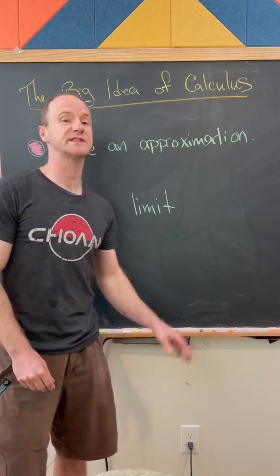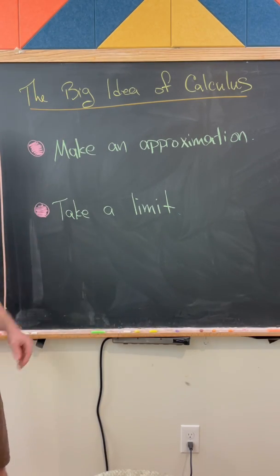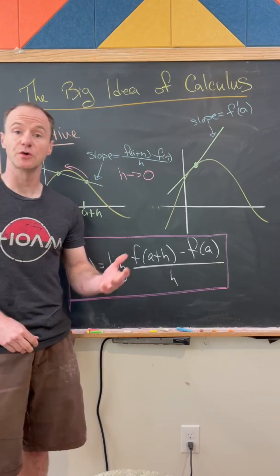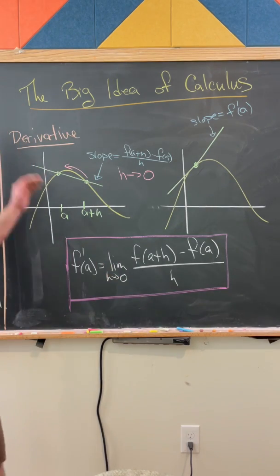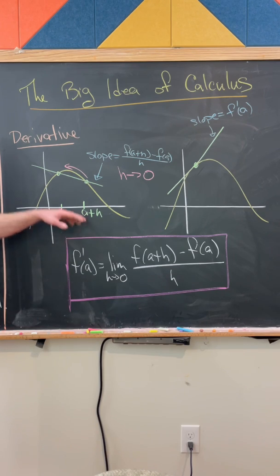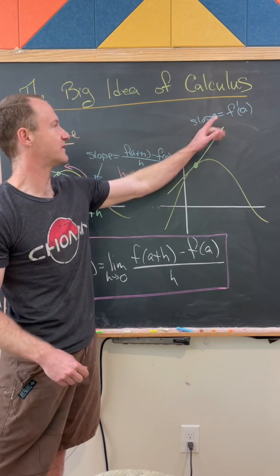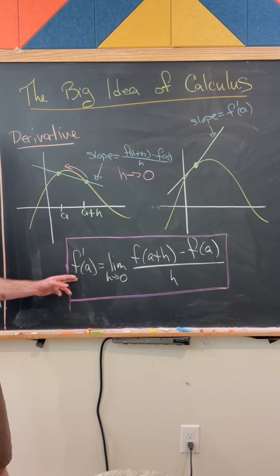I tell all of my students that one of the big ideas of calculus is to make an approximation and then take a limit of that approximation. So probably the first place you see this is when you learn about the derivative. So you start with the slope of a secant line between a and a plus h. You let h tend towards 0 and you get the slope of the tangent line, f prime of a. And this leads you immediately to the limit definition of the derivative.